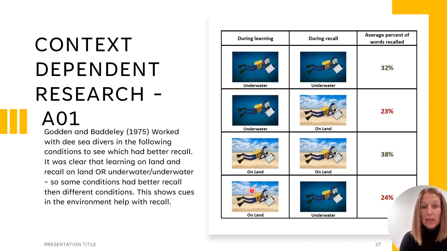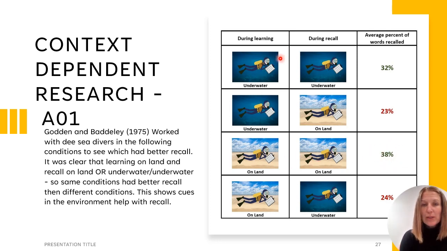So you can see that there's same condition, same, different, and then same, different. And you can also look at the results here. So this is the easiest condition for learning and recall, because there's less going on if you're learning and recalling on land, and the recall was 38%.